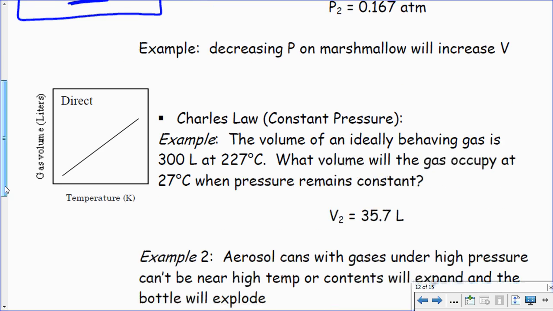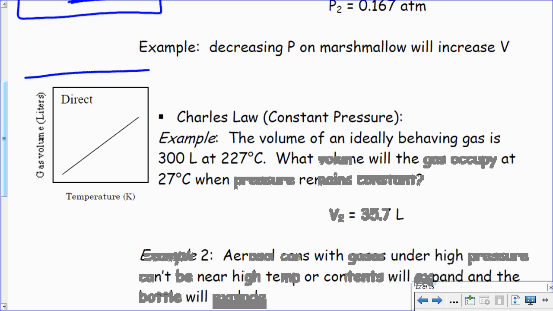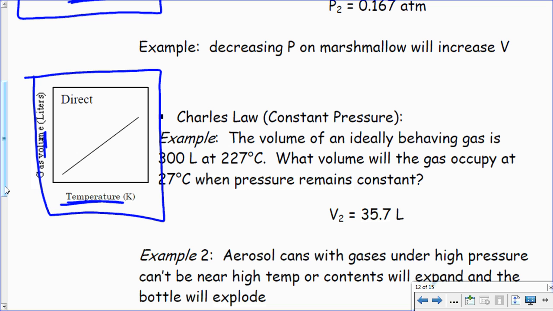Let's see. The next very important relationship is Charles' law. It relates volume to temperature. So if you heat up a gas, it expands. Wow, kind of intuitive. If you heat up a gas, it gets bigger.